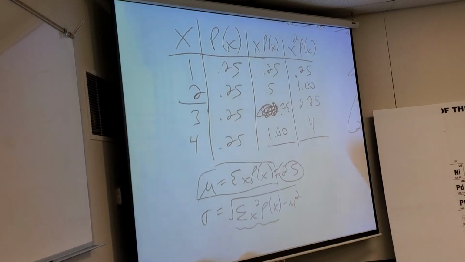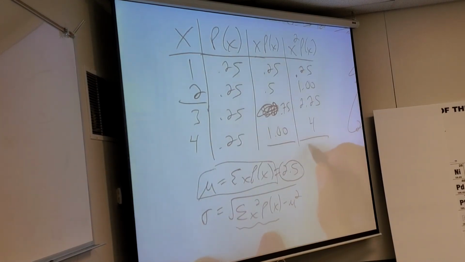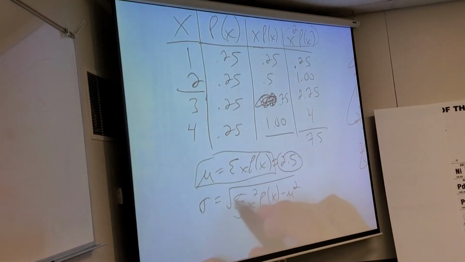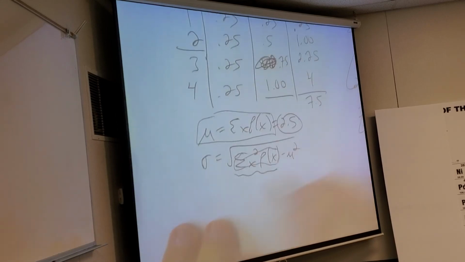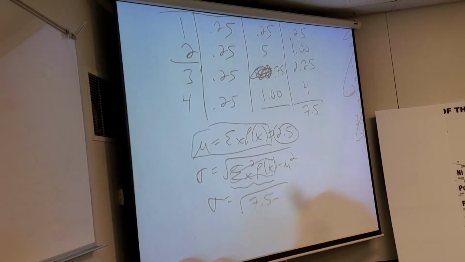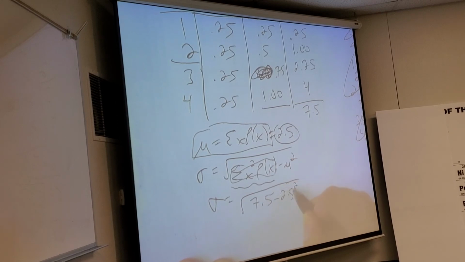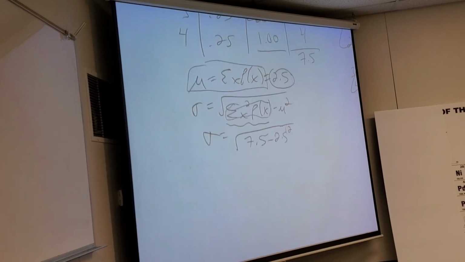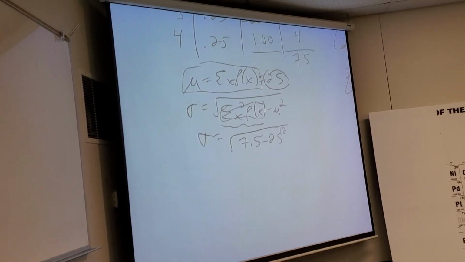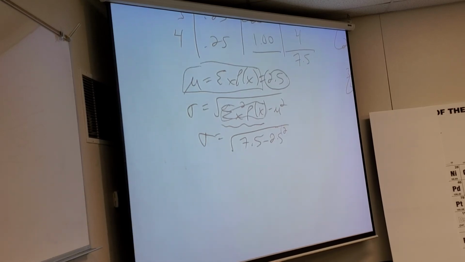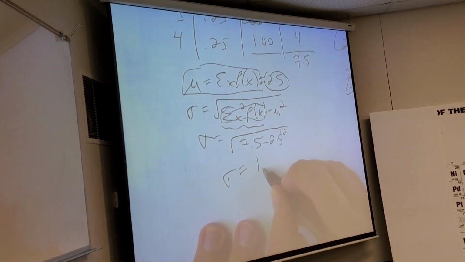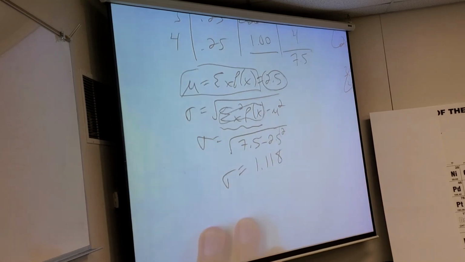And then, what do you get there? 7.5? That is the sum of these. So that's going to go right here. And the mean was 2.5. And the most commonly forgotten thing is that poor little square. So let's see what you get. What do you get?